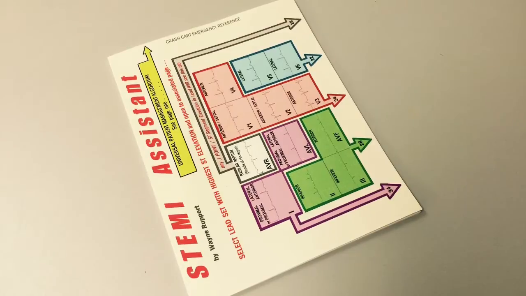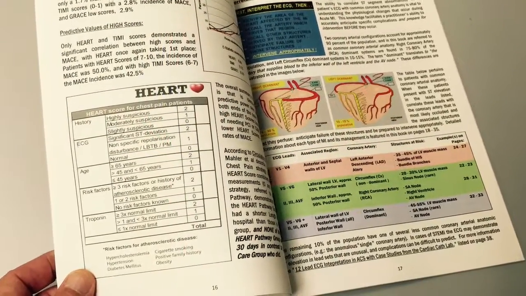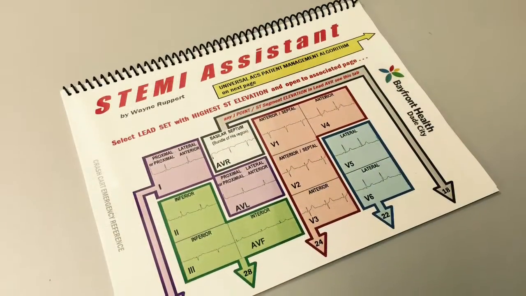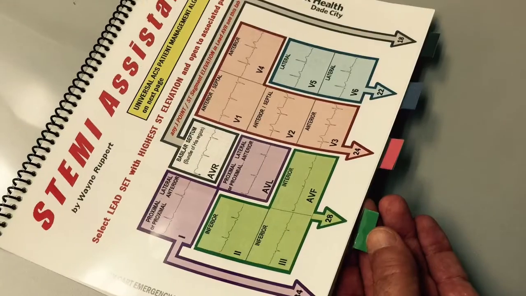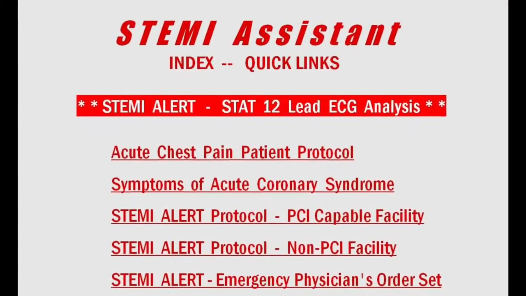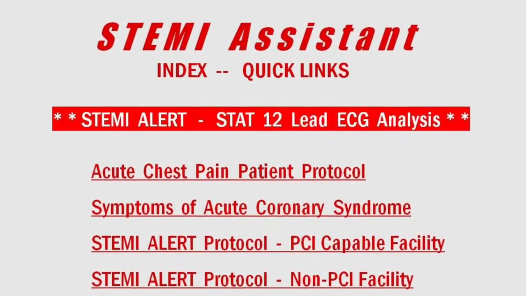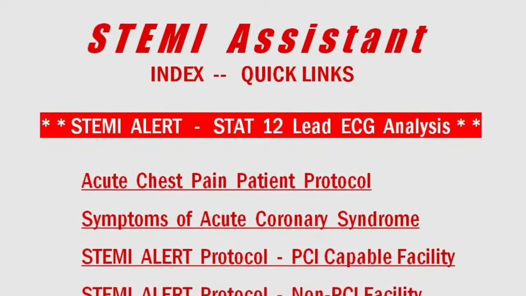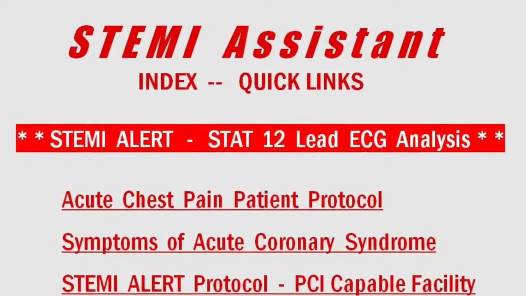STEMI Assistant is currently available in 2 formats, a traditional bound softcover edition and a spiral bound edition. Tabs can be added to make access quicker. We are currently negotiating with vendors to supply a tabbed version. An electronic version for computers, e-readers, and smartphones is currently in development. This version will have links to multiple resources, including tutorial videos covering each type of STEMI featured in STEMI Assistant.